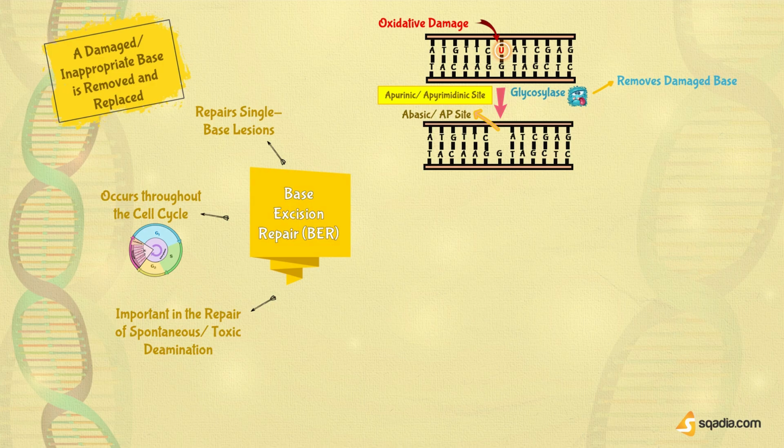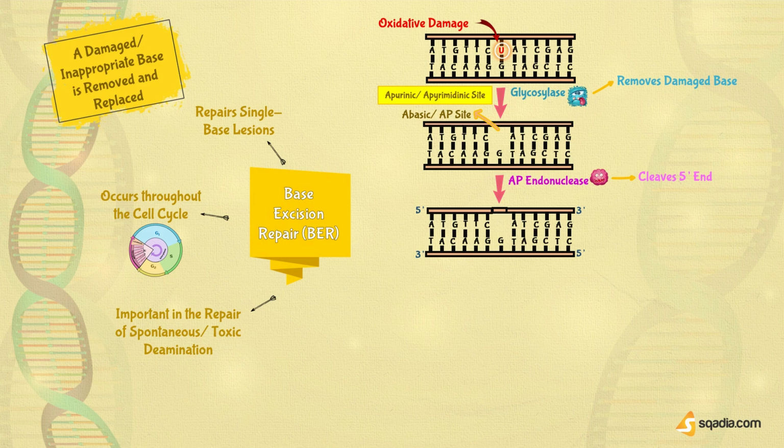Now, the enzyme called AP endonuclease then recognizes the AP site and cleaves the phosphodiester bond on the 5' side of the AP site, creating a single-stranded DNA break with a 3' hydroxyl group and a 5' sugar phosphate group. Another enzyme, called AP lyase, then cleaves the 3' end of the AP site, leaving a single-stranded DNA gap.